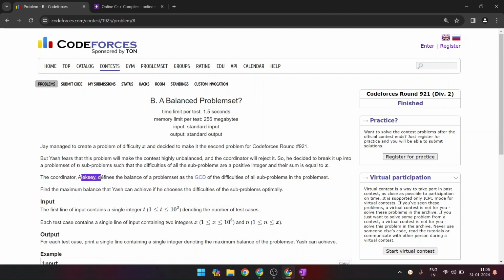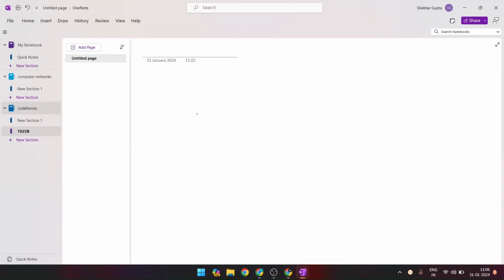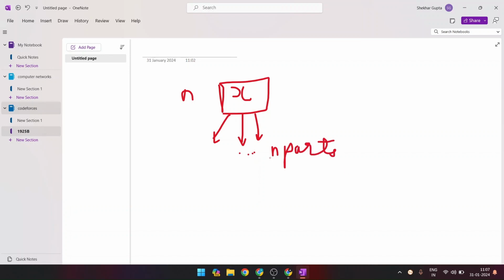Now, the coordinator defines the balance of this problem set as the GCD of the difficulties of all the sub problems in the problem set, and you have to maximize that balance if he chooses the sub problems optimally. Okay, so what the question is telling is that we have n and we have x. So this x which is being given to you, you have to divide x into n parts, such that all parts sum up to x.